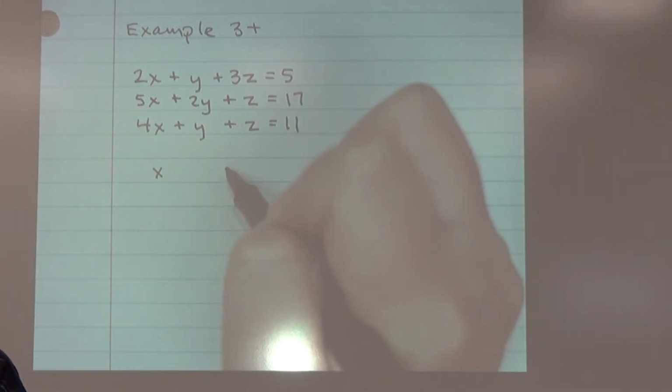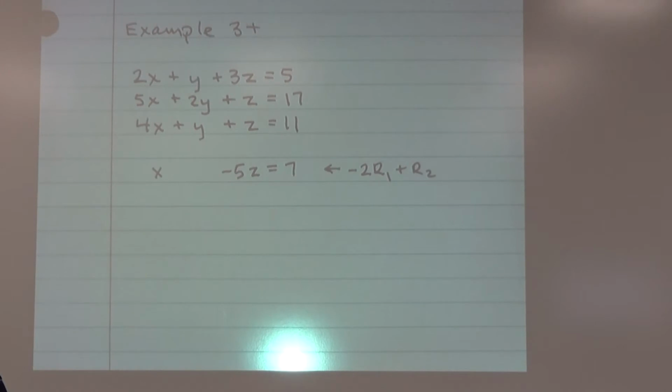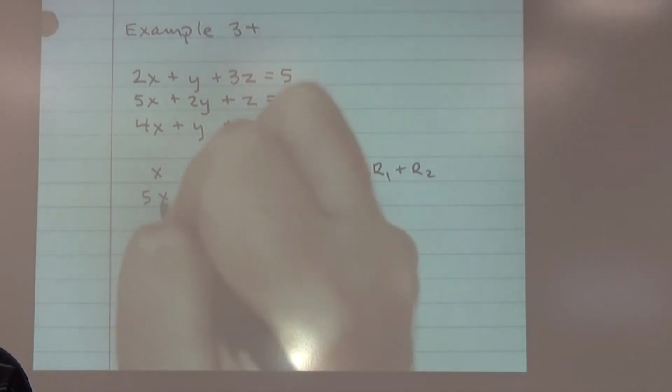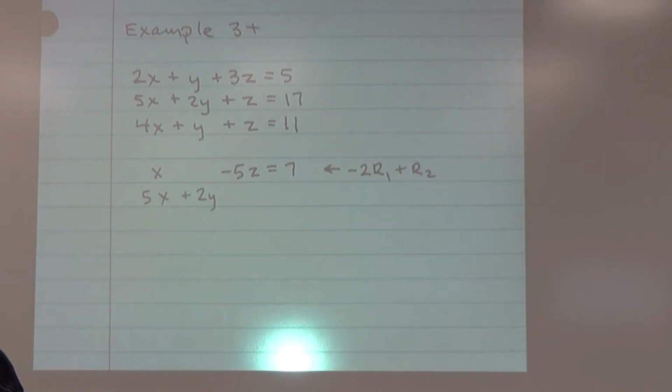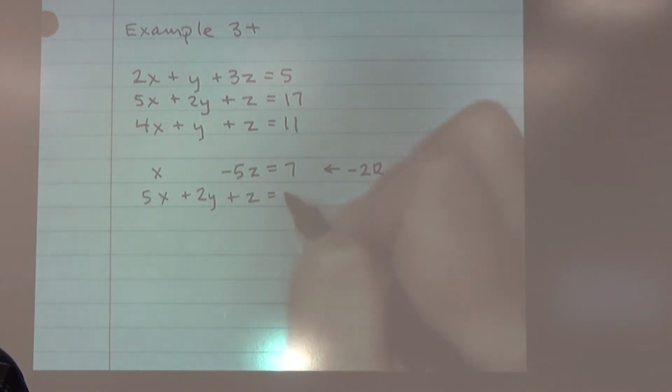There are 0 y's, they canceled out. And then negative 6z plus 1z is negative 5z. And then 5 times negative 2 is negative 10. Plus the 17 is 7. And that's going to be it for this first try, is we just got the first equation to start with x. So I'm just going to rewrite the other equations.